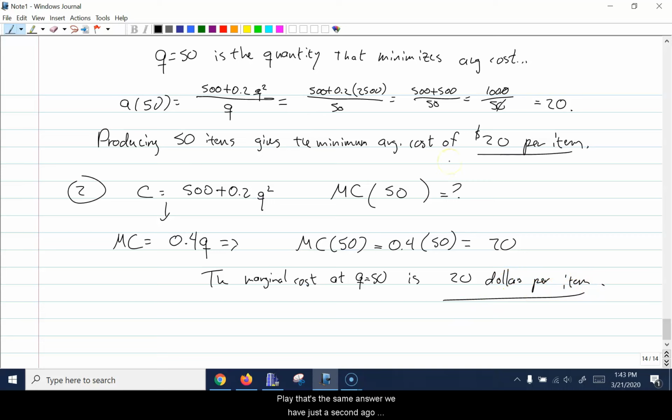Well, hey, that's the same answer we had just a second ago for the minimum average cost. The minimum average cost equals the marginal cost at that point. This is a place to learn something. Hey, let's learn this thing. We're in the context of another Goldilocks, where we can learn about comparing. We can learn whether average cost is increasing or decreasing by comparing average cost to marginal cost.